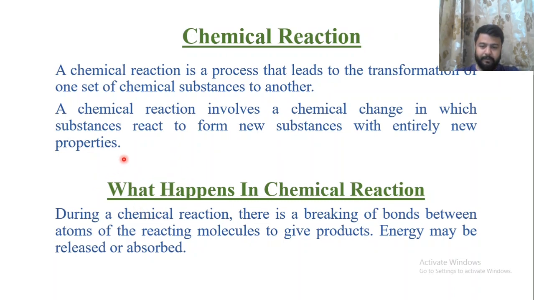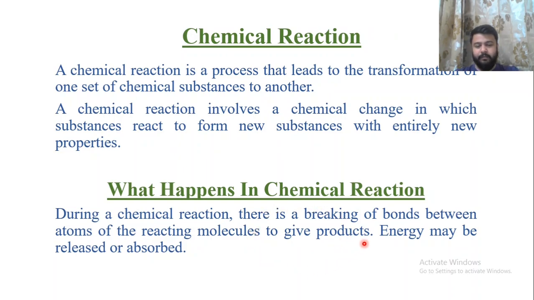This is an important topic. Sometimes a 1 mark question is there. What happens during a chemical reaction? During a chemical reaction, there is a breaking of bonds between the atoms of the reacting molecules, that is, reactant molecule atoms break down to give products and new bonds are formed.